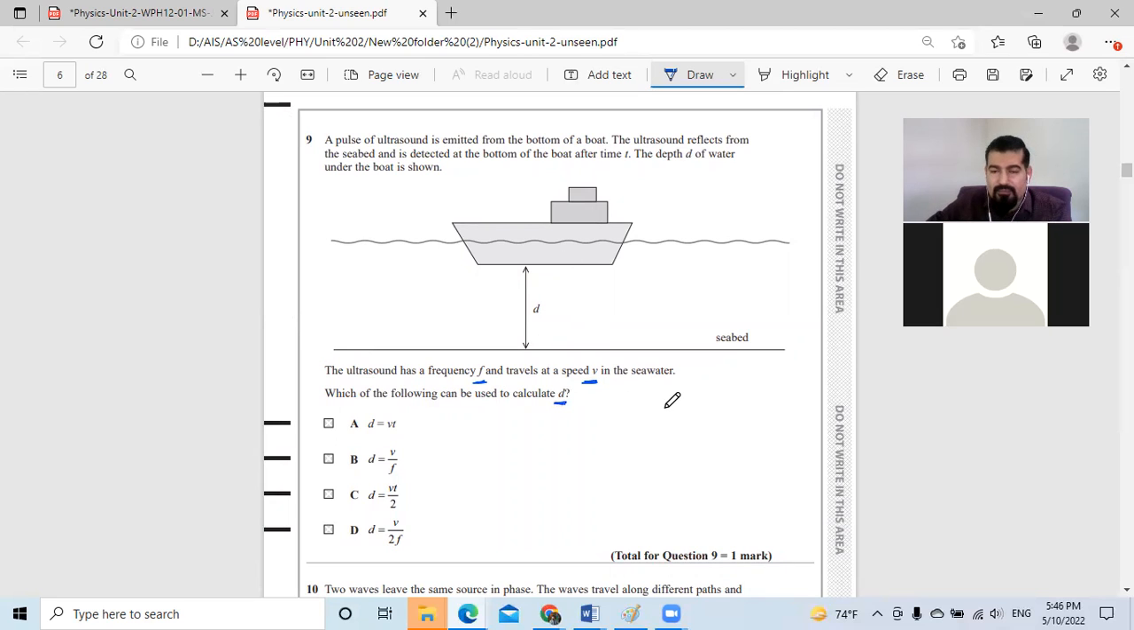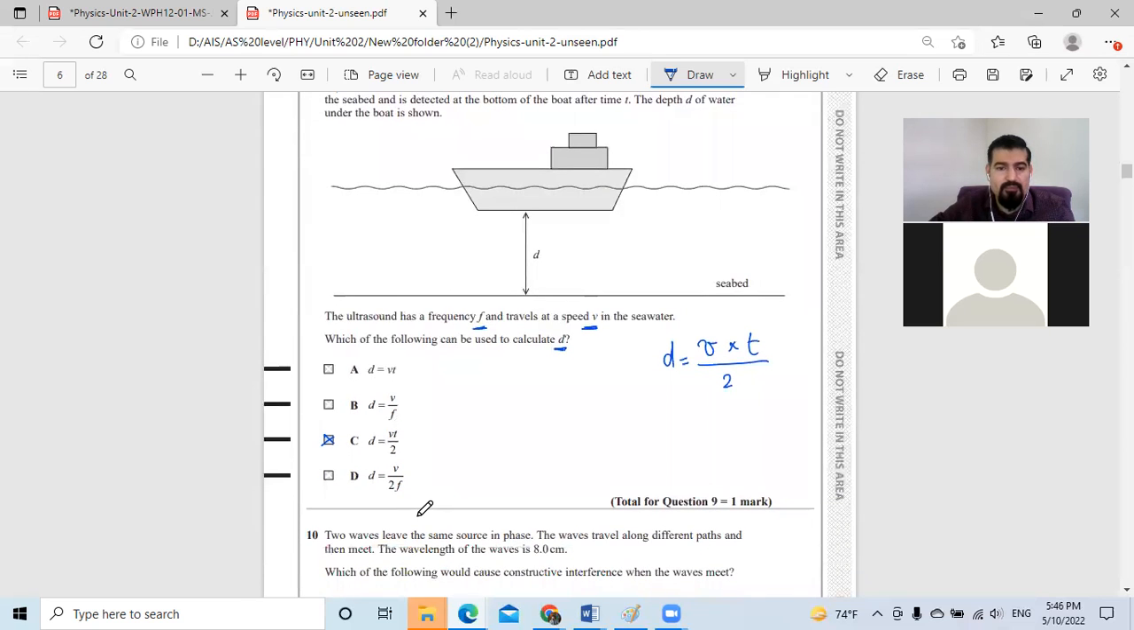Now, we know that D equals speed times time over 2, right? So the answer is C. And frequency is not included. We are not going to use it. Because the distance here is covered twice, it is speed times time divided by 2, because there is an echo.